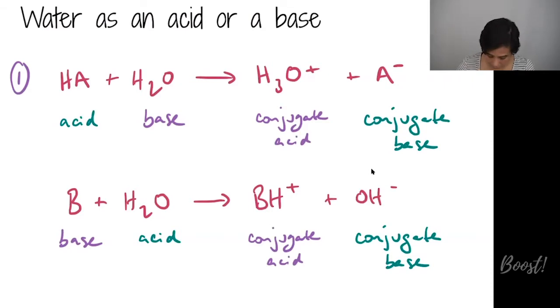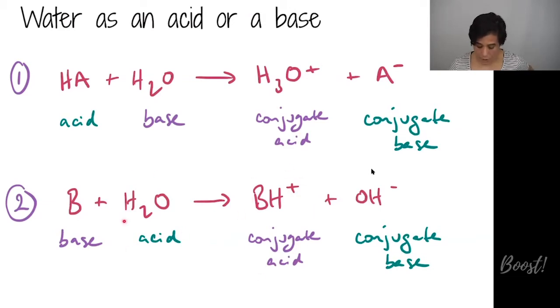Looking at the second equation, we have the base now reacting with water, but because the base is accepting the proton from the water in this case, it's actually the water that is acting like an acid. So the acid is the proton donor, it is losing its H+ ion, and the BH+ is accepting it. So B is the base because it is the thing that's going to accept the H+, and the species that has gained the H+ is the conjugate acid.